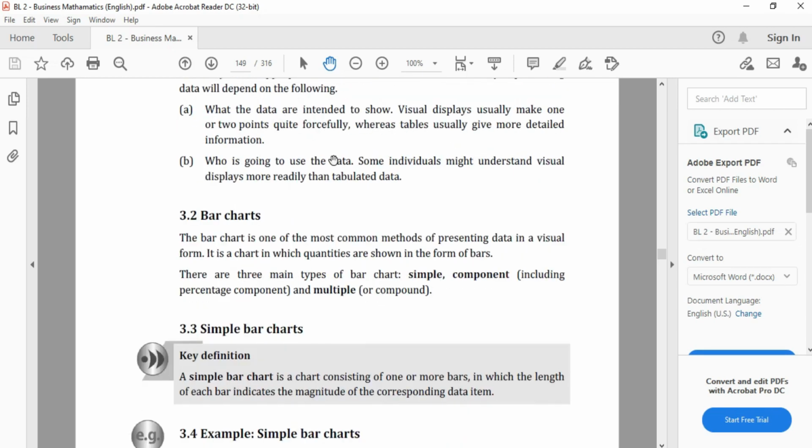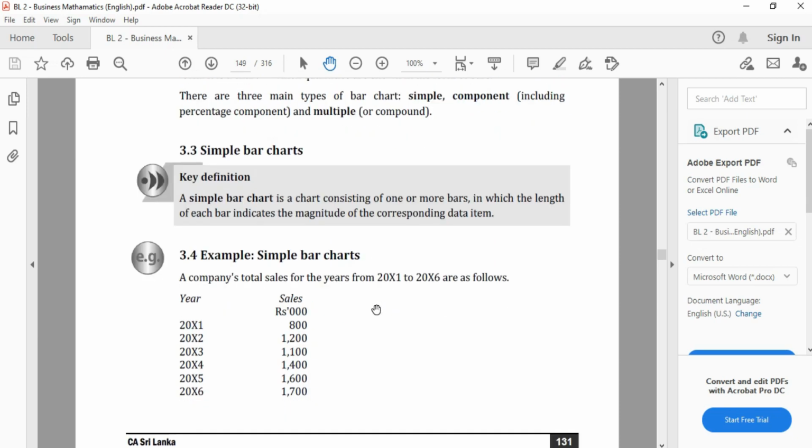In charts, we have several types, starting with bar charts. Bar charts have simple, component and multiple charts. Let's see what a simple bar chart is. It's just a chart with one or more bars in which the length of the bar indicates the magnitude. So you should always read the chart based on the length of it.